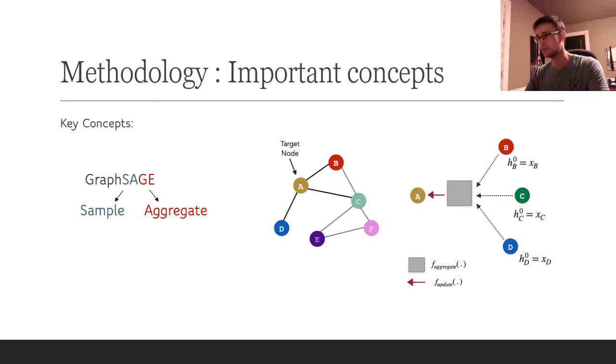But for now, you can see that if we wanted to predict the embedding for node A, we would first sample its neighboring nodes, which would be, in this case, nodes B, C, and D. We would aggregate their feature representations, which would be the H0Bs. And then the aggregation would be in the gray square. And then we would use the output of this aggregation to update the node embedding. So now that I've presented the general framework behind the algorithm, we're going to go into more details.